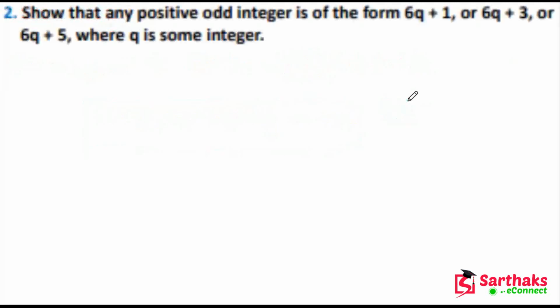Now we will move on to our next question. Show that any positive odd integer is of the form 6q plus 1 or 6q plus 3 or 6q plus 5, where q is some integer. Now we have to prove that these numbers are odd integers.